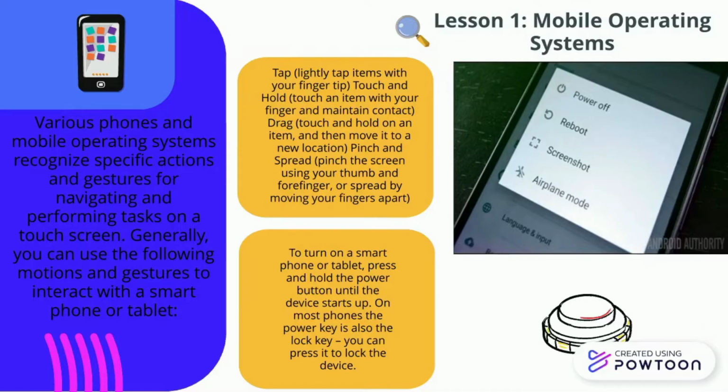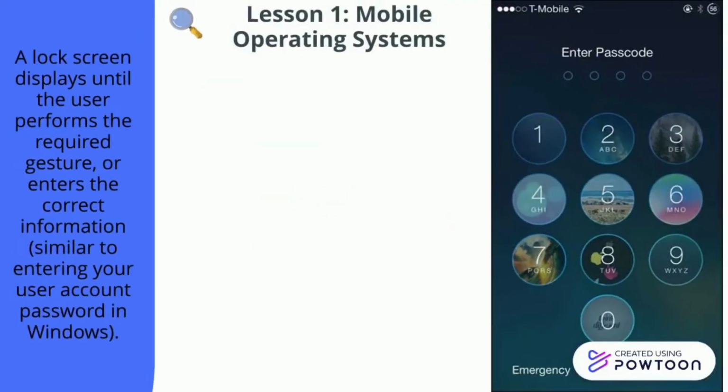To turn on a smartphone or tablet, press and hold the power button until the device starts up. On most phones the power key is also the lock key. You can press it to lock the device. A lock screen displays until the user performs the required gesture or enters the correct information, similar to entering your user account password in Windows.